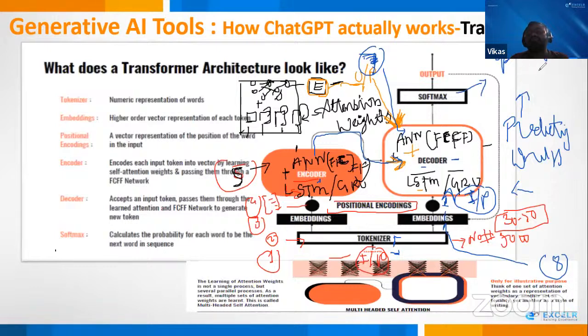Probabilities, okay. The generator probability. So there will be two types of probability: one will be random, one is greedy. I'll explain it further with the example now. Greedy and random, I say greedy.